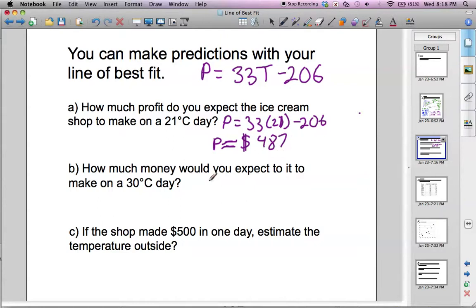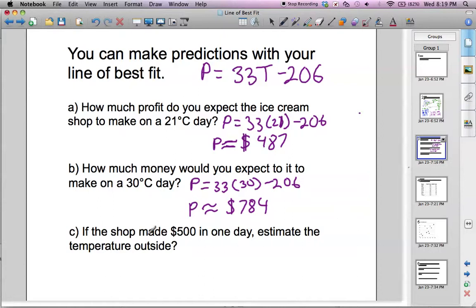Okay, next question. How much money would you expect to make on a 30 degrees Celsius day? So that's a pretty hot day. We can expect a larger number. Profit equals 33 times 30 degrees minus 206. And if we work it out, 33 times 30 minus 206 is going to give us 784. So let me put an approximately equal to sign, and that's going to be about $784 on a 30 degree day.